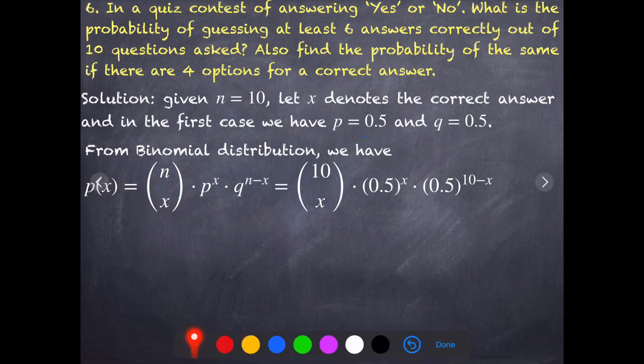Substitute the values of n, p and q, that is 10, 0.5 and 0.5. Since the bases are the same, 0.5 power x and 0.5 power 10 minus x, they combine. So finally we arrive at 10Cx into 0.5 power 10.